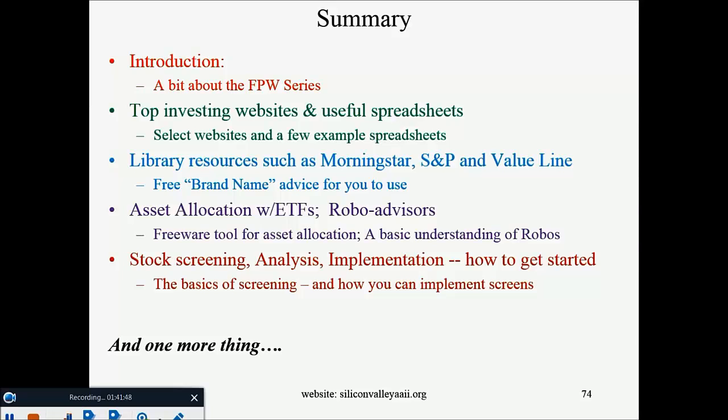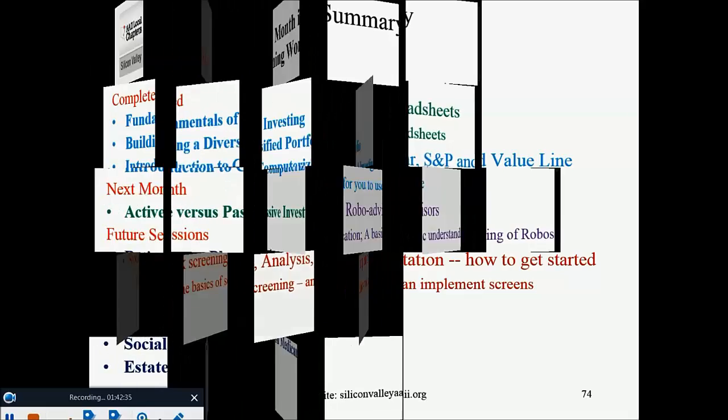We talked about resources that you can get here at this library in the Santa Clara County Library System. Your own local library, you're going to have to check yourself, but go online and take a look. It's free brand name advice for you to use. We talked about asset allocation and ETFs, and the key thing is I gave you a pointer to a portfolio visualizer, which has automated a lot of the grunt work so you can figure out for yourself what you're doing. We also touched on robo-advisors, who also use ETFs and MPT to manage money. And the one thing I did skip over was stock screening. Again, sorry.